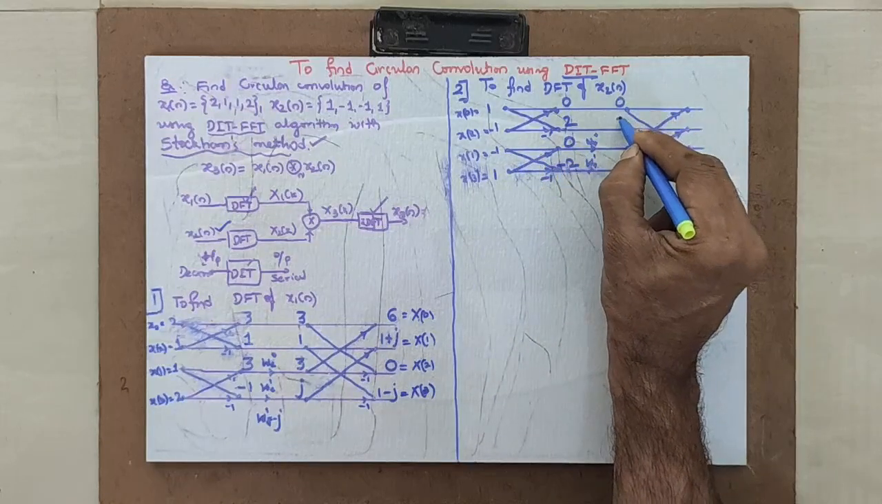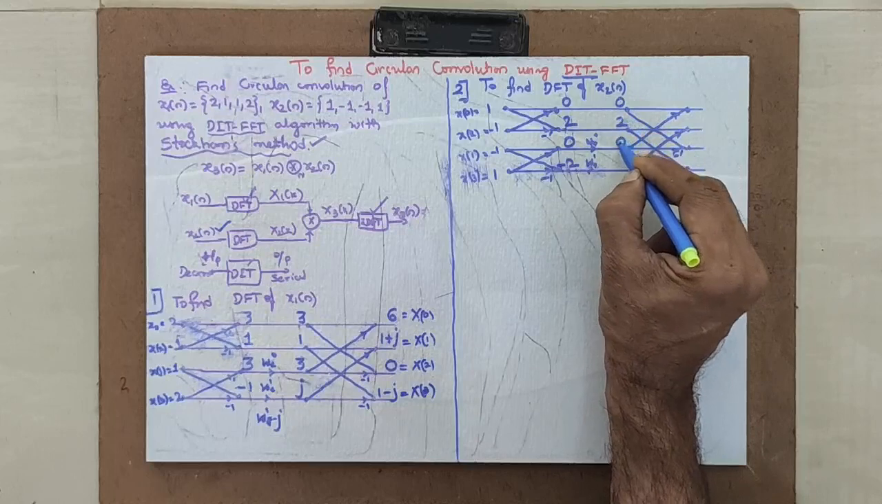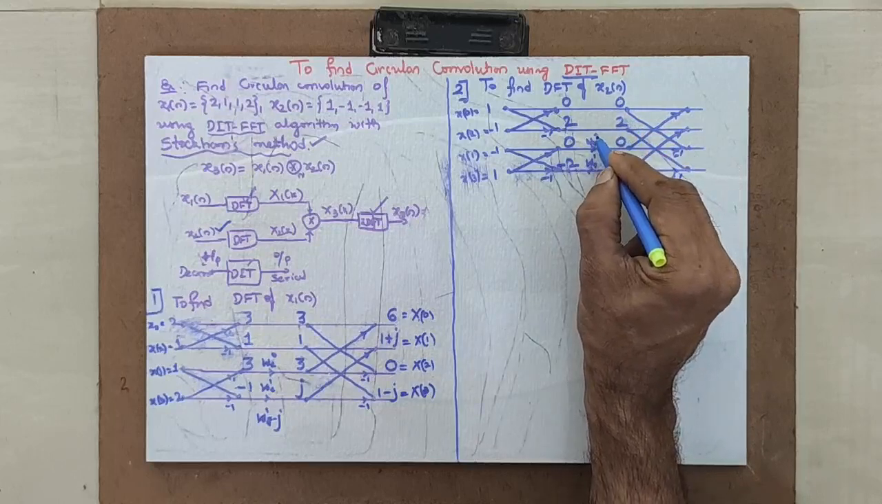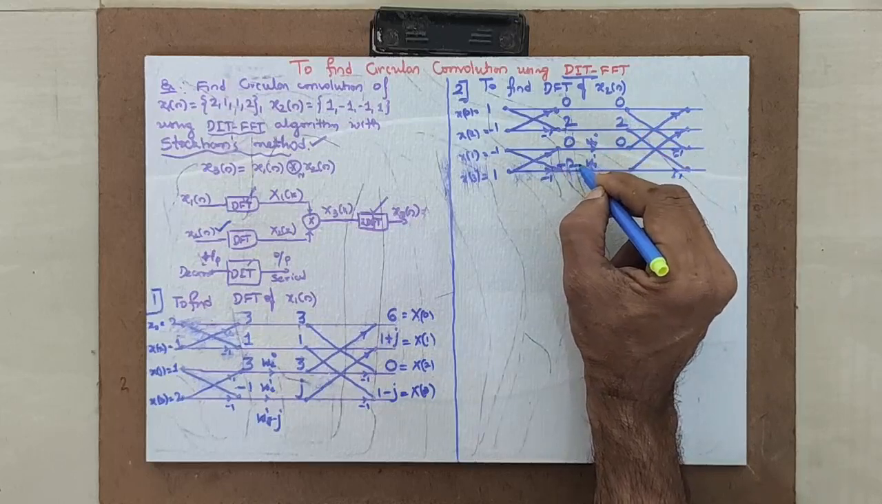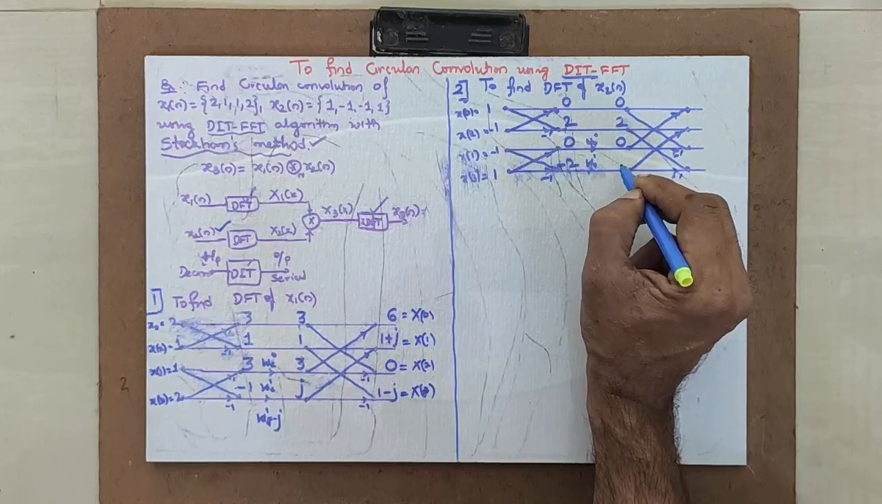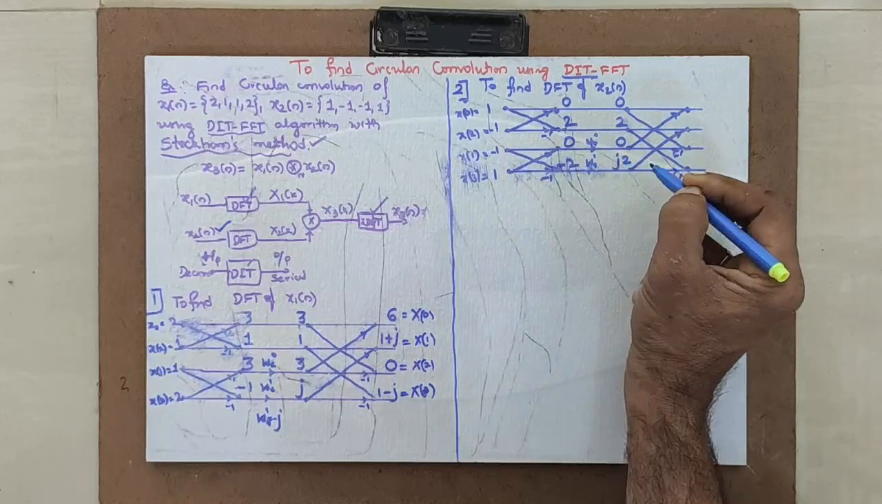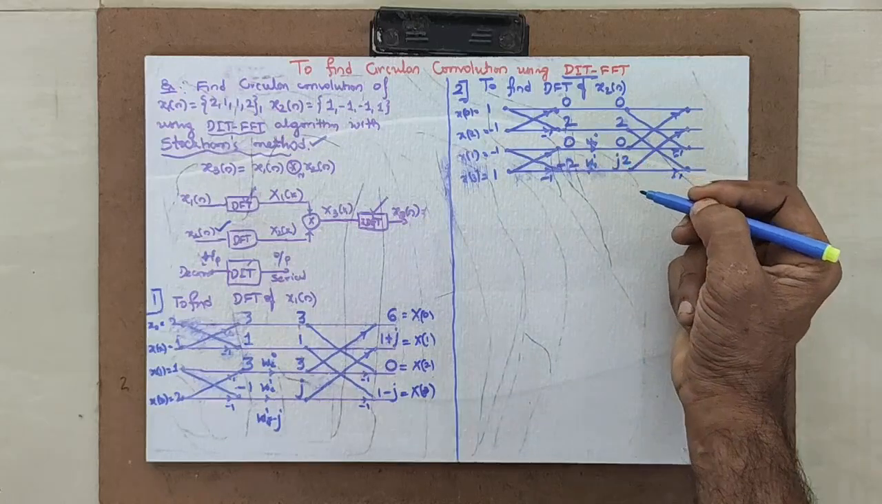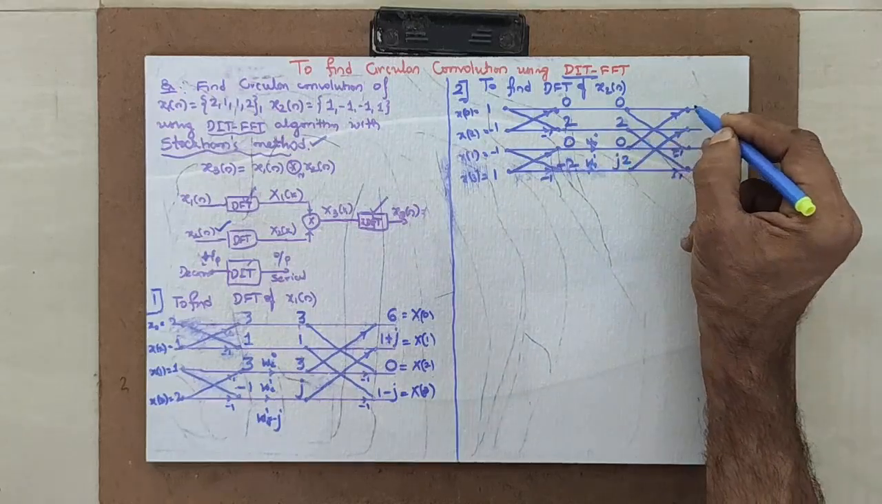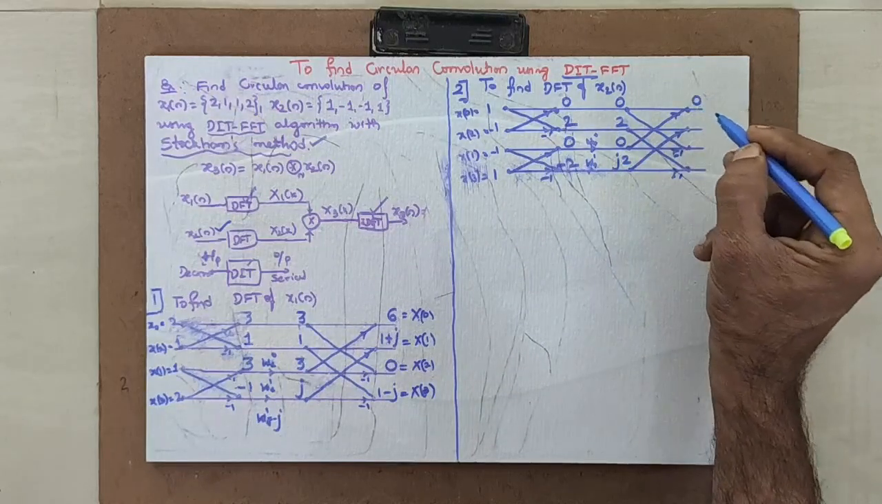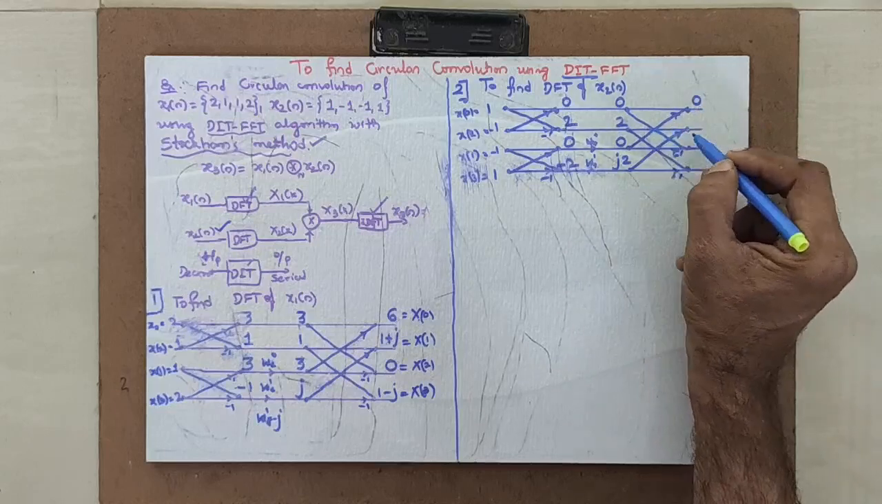Correct? Now this is transferred: 0 and 2. 0 comes here after multiplying with W4 0, which is 1. Then -2 multiplied with -j is j2. Correct? It is j2. Now what happened? 0 plus 0. Last stage. Then here 2 plus j2.